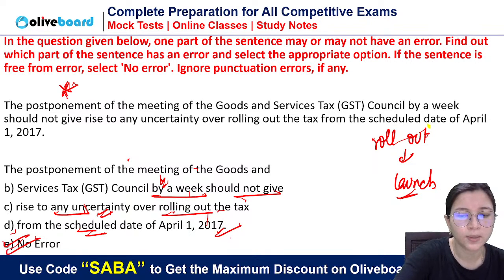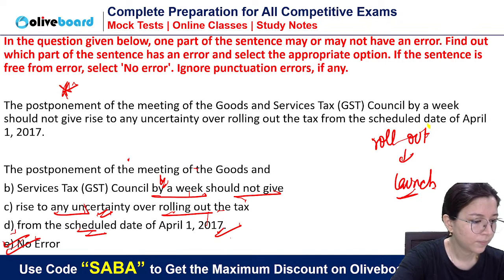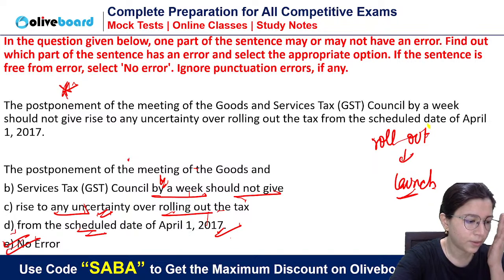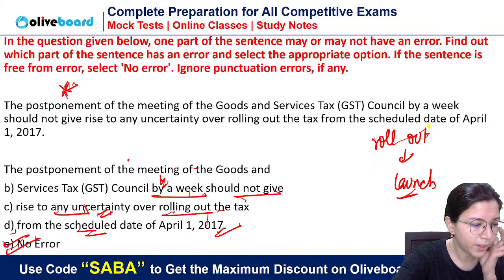Any doubt here? Please do ask. Now let's see the next question. Roll out means launch. Yes. Rule out means ban. Correct, Divya. Chalo next.